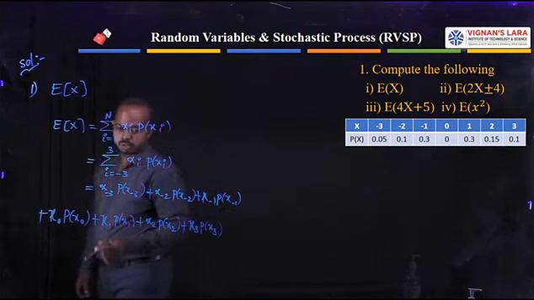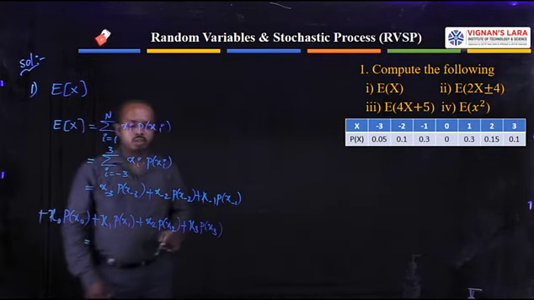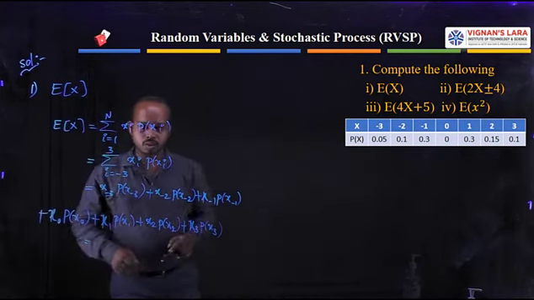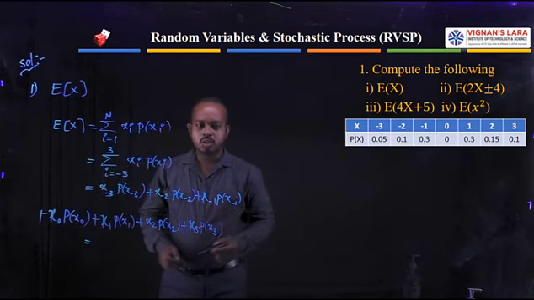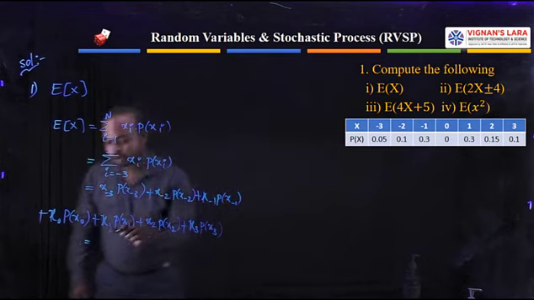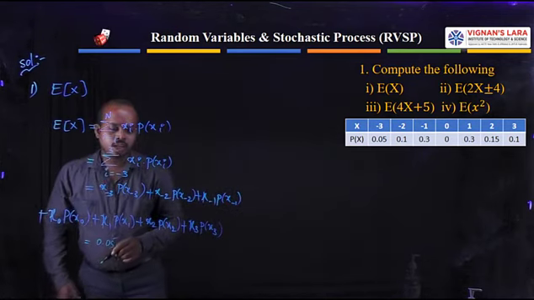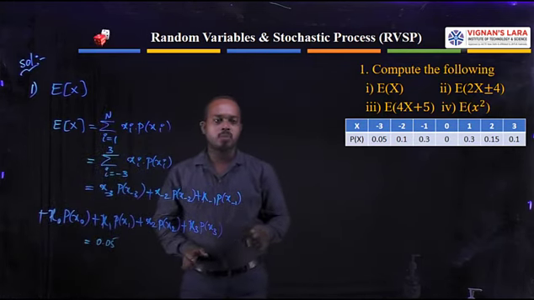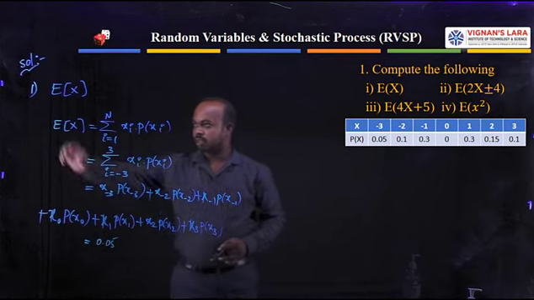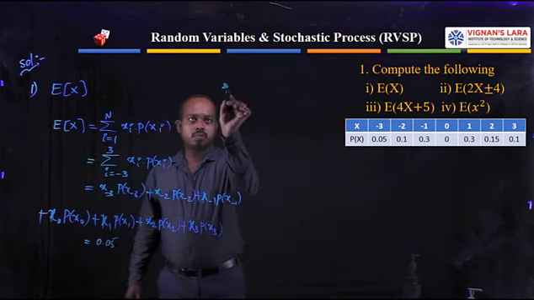Then you need to substitute the corresponding quantities. Here, what is the quantity for x of minus 3? X of minus 3 means the x value is minus 3. The quantity available is 0.05. Like this, substituting the corresponding quantities, you multiply those values and you obtain the E of x. Coming to the second one.